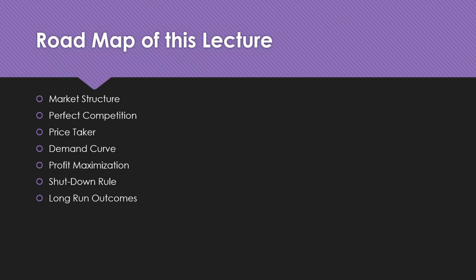We'll talk about the concept of being a price taker. We'll talk about the unique situation that a perfectly competitive firm has in terms of its demand curve. We'll talk about how perfectly competitive markets maximize profits. We'll talk about the shutdown rule, which is something that we analyze when a firm is not making money in the short run. And then we'll talk about the long run outcomes for a perfectly competitive market.